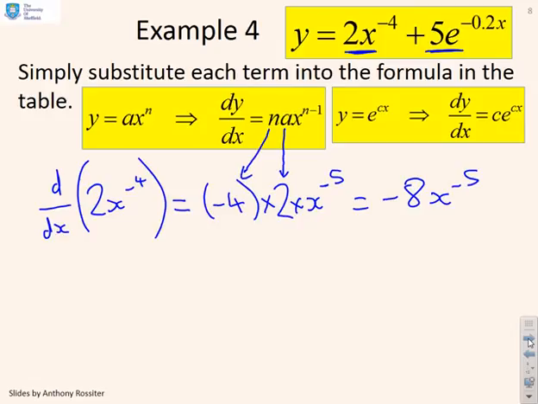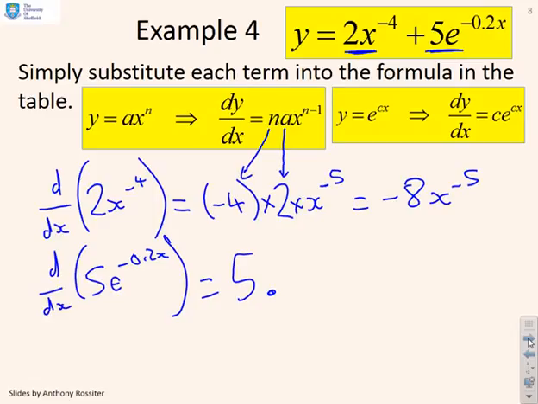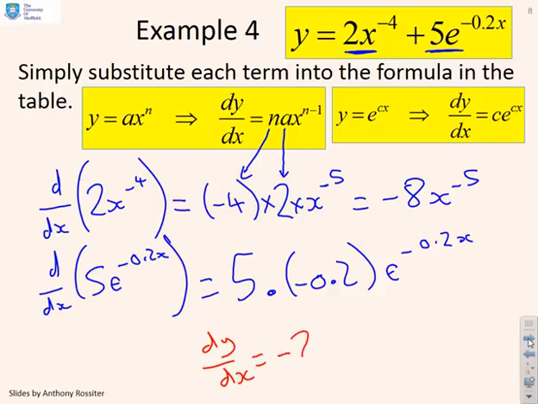What about the exponential term? Well, d/dx of 5e to the minus 0.2x, the 5 will carry, and then we use the formula for the derivative. So here c is minus 0.2, so we'll get a minus 0.2 and then an e to the minus 0.2x. And then finally we add those two results together, and so we get dy/dx equals minus 8x to the minus 5, and then minus e to the minus 0.2x.